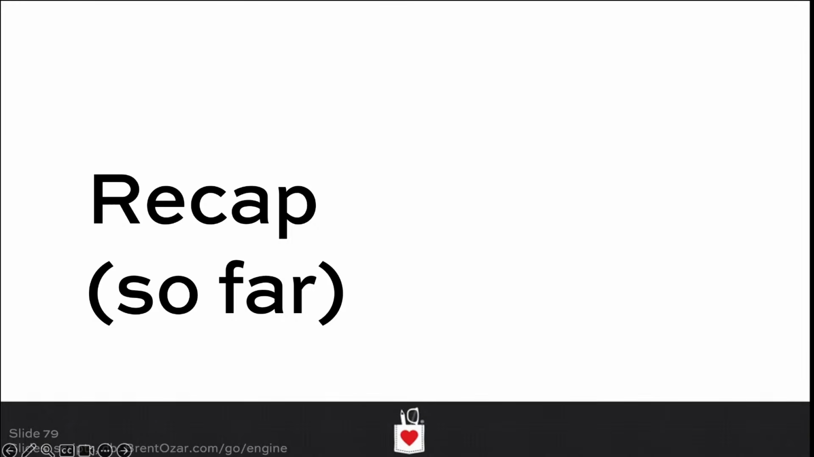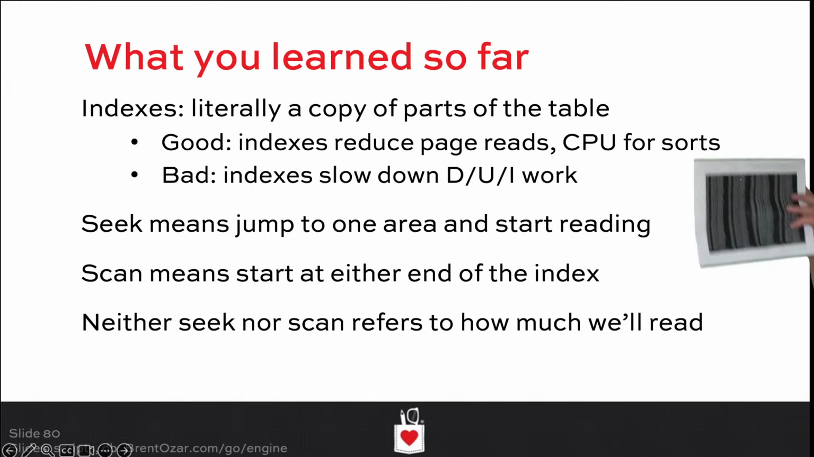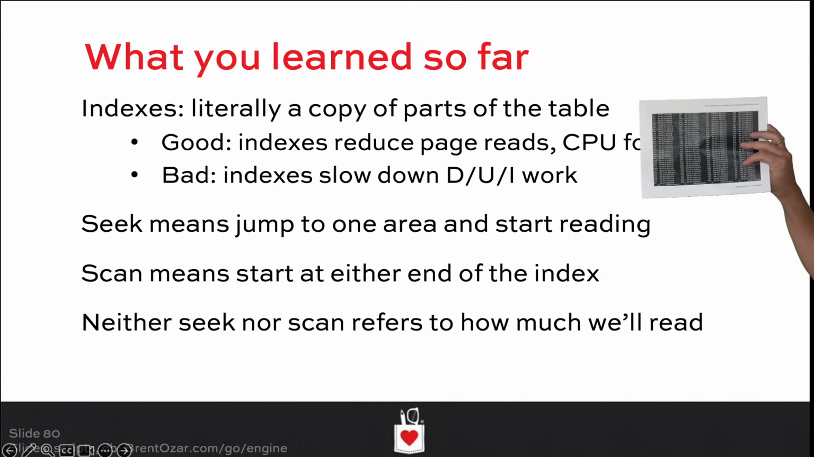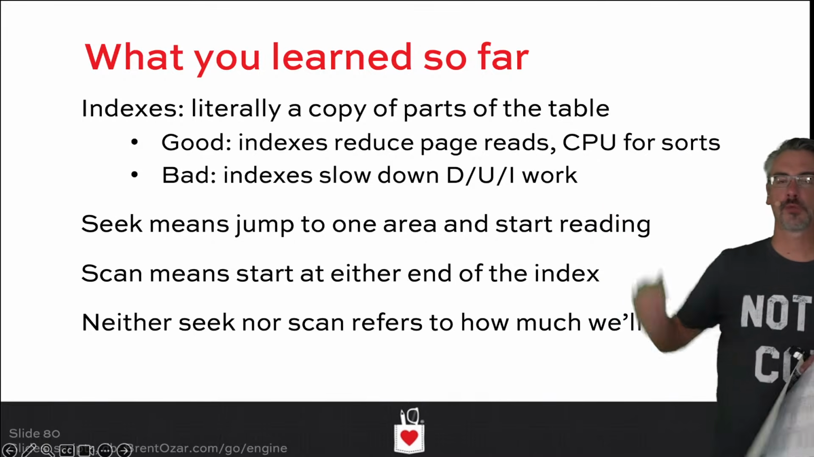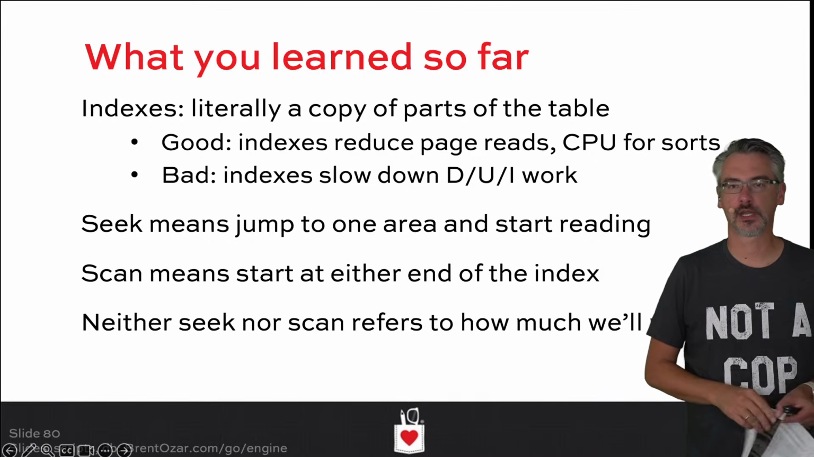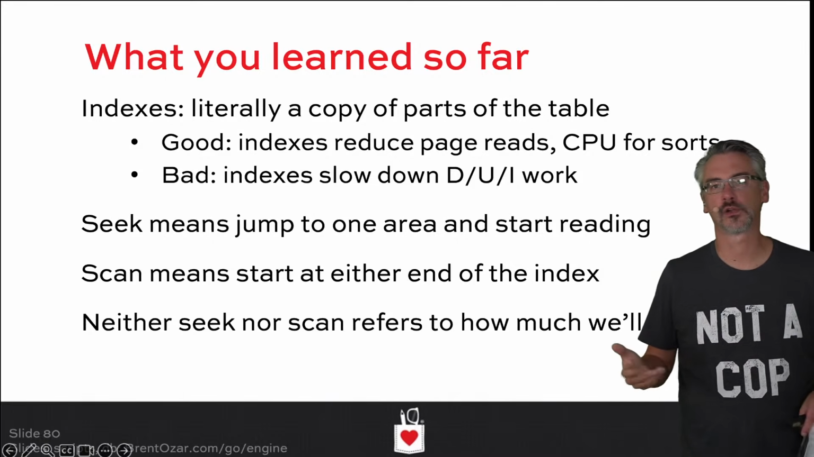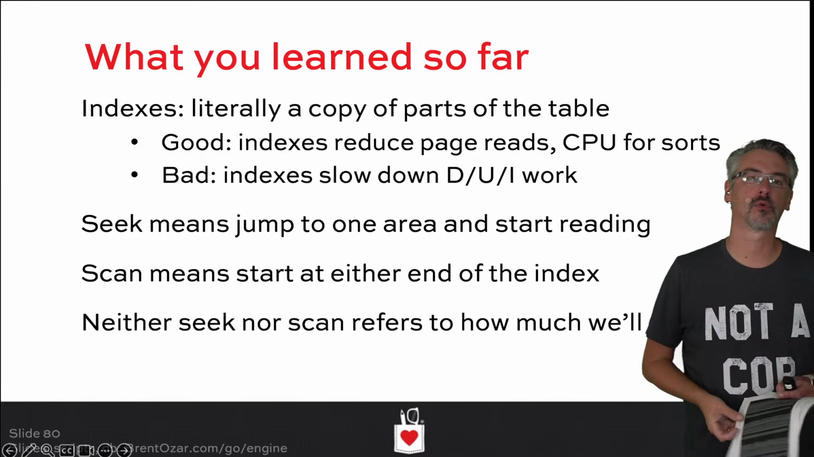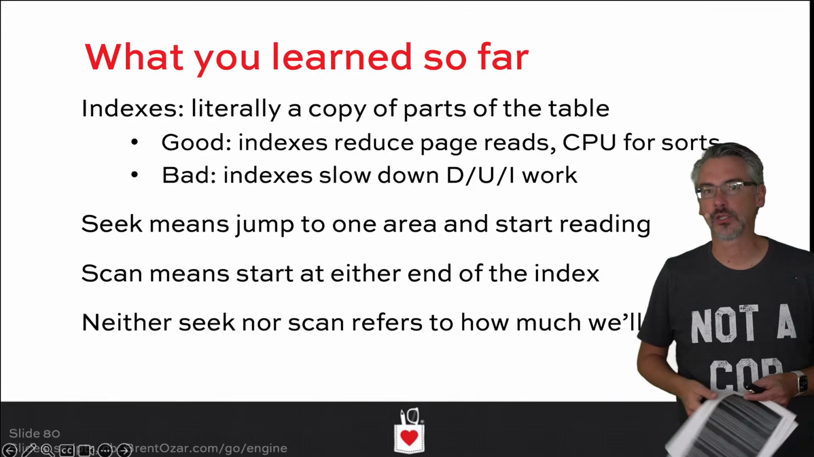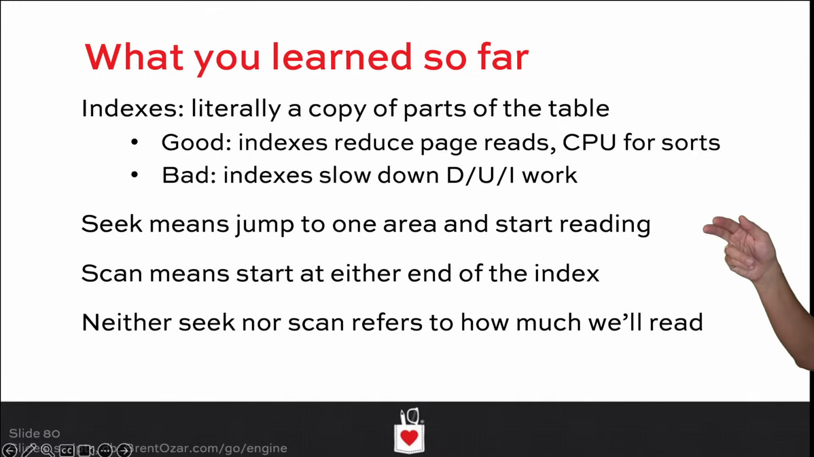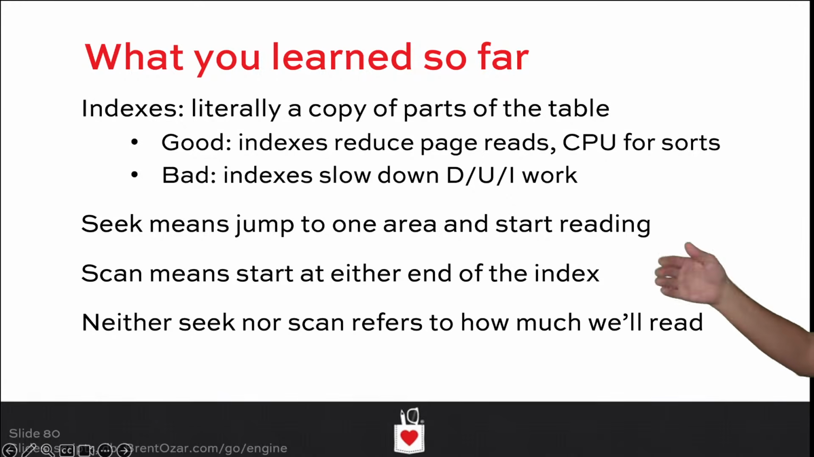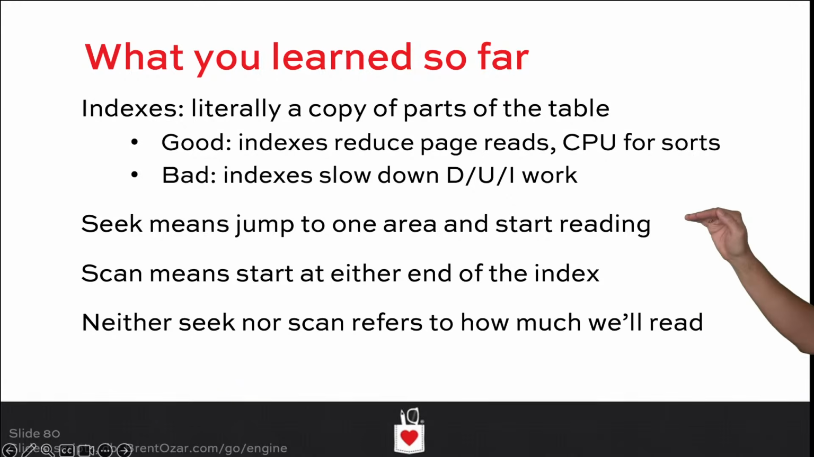So now we've got non-clustered indexes, and with our non-clustered indexes, we've learned that they are literally a copy of the table. You get to choose which columns are inside there. The good part is that indexes that are well designed can reduce the amount of work that we do for a select. The bad news is that the more that we have, the worse our DUI operations are. Seek just means that we're going to jump to one part of the table and start reading. Scan just means we're going to start at either end. Seeks aren't necessarily great. Scans aren't necessarily bad.